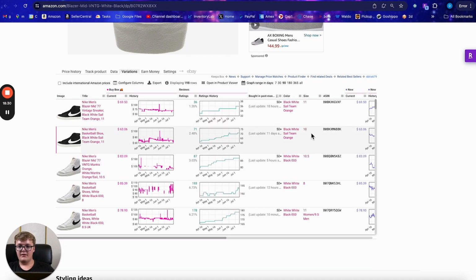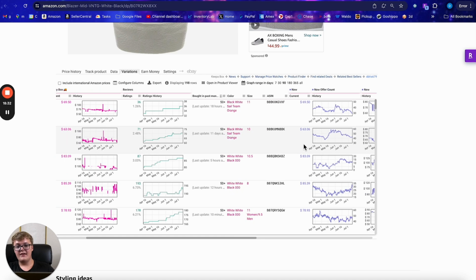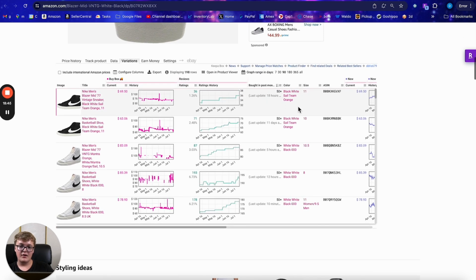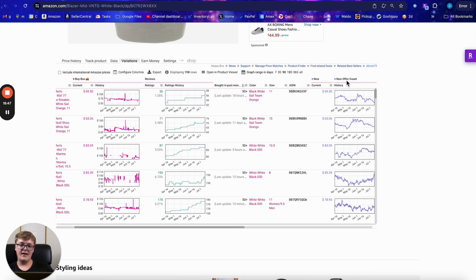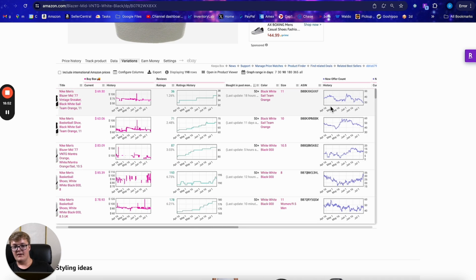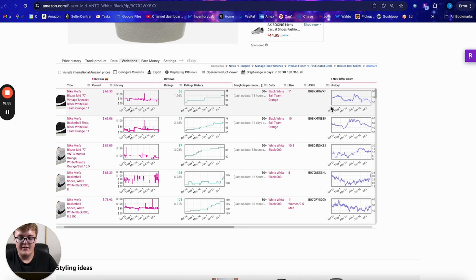Variations. So here we go. I would set your variations tab to look like mine. It's probably going to show it a little bit differently. You want to have, I would say, the image, title, current price, price history, ratings history, bought in the past month, color, size, ASIN, and this offer count right here. The current doesn't really matter because we're already tracking the buy box, but this is a great way to be able to tell the volume for each individual listing on a listing with a bunch of variations.